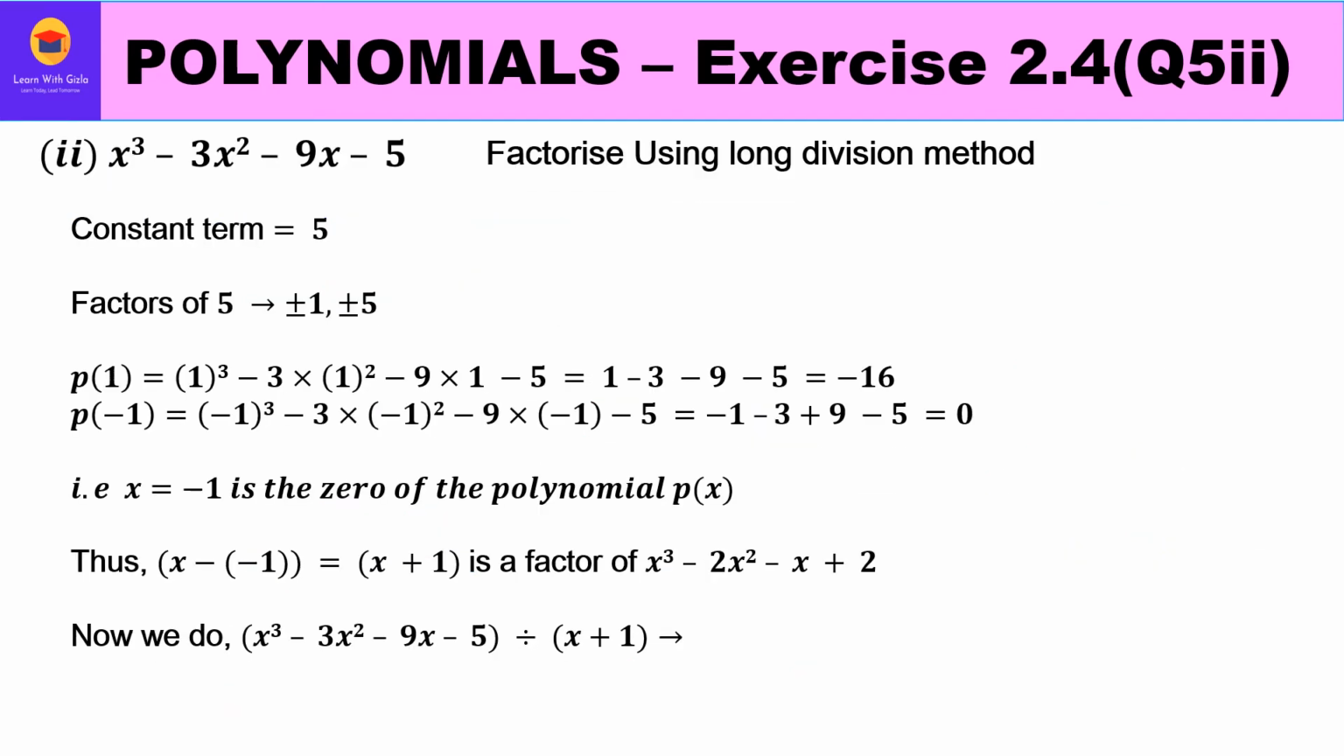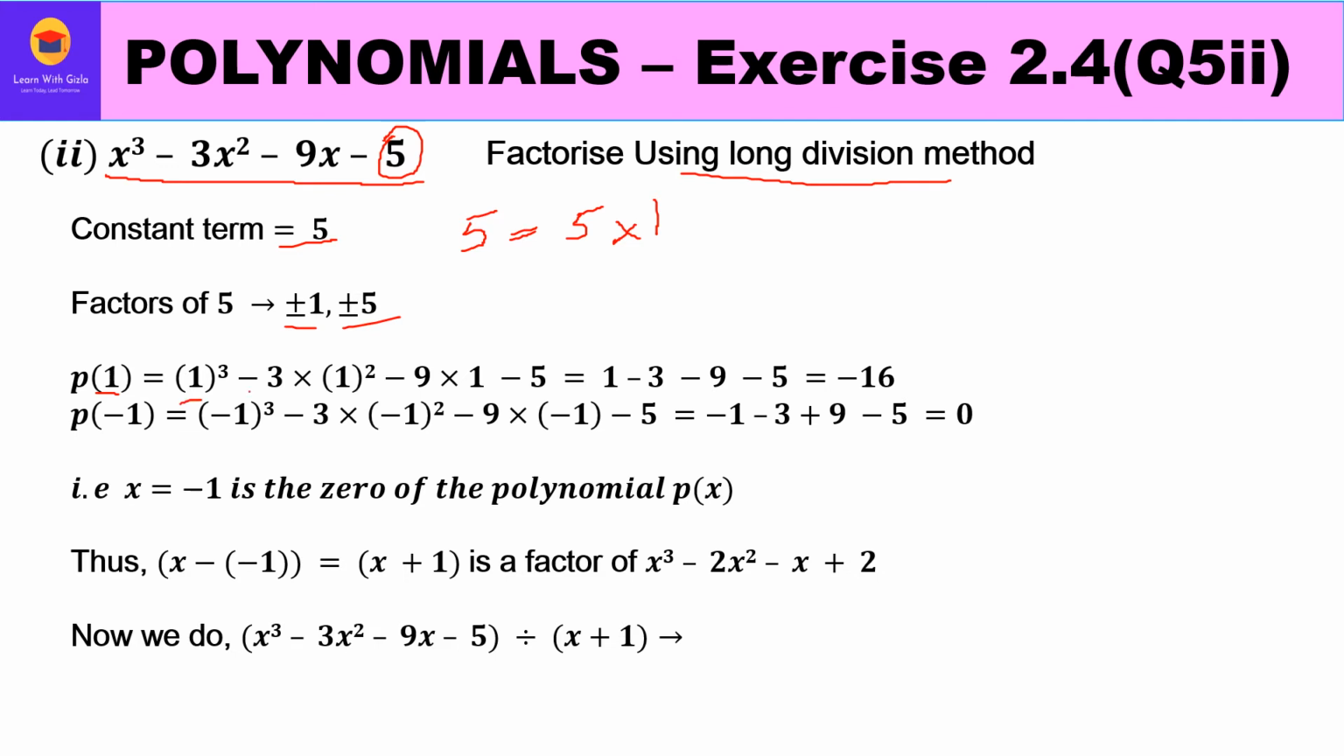Now the second part of question 5 says factorize x cube minus 3x square minus 9x minus 5. We shall be using again the long division method. Here the constant is 5, right? So factors of 5 we can say it is 5 into 1, right? So either we can have plus minus 1 or plus minus 5. Let us try with 1. Let us try replacing x by 1 to get the 0 of the polynomial.